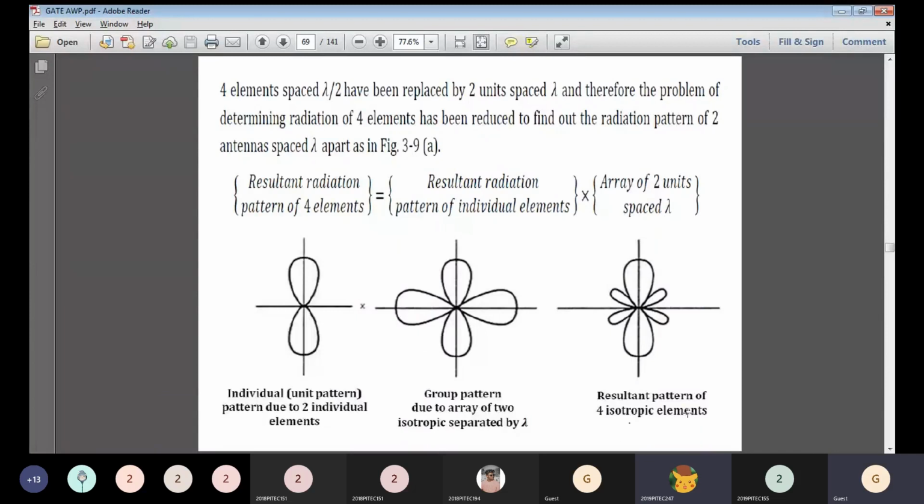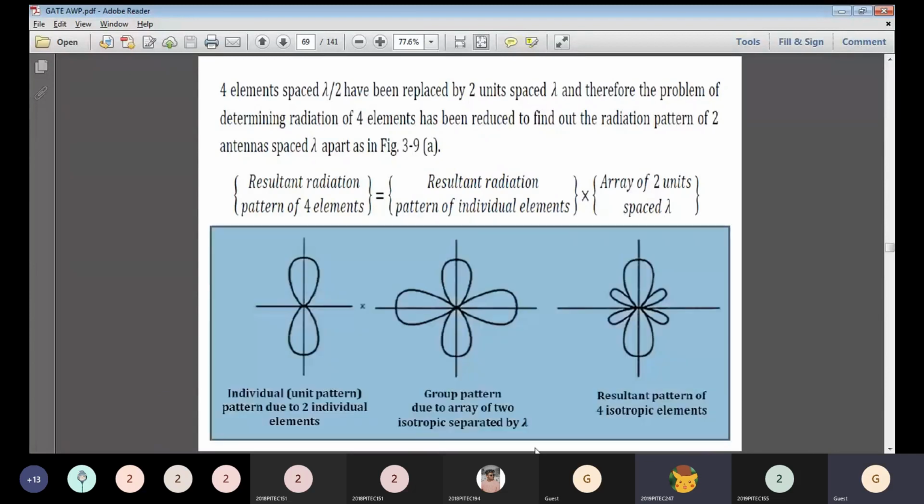Very, very important. First, we are going to multiply the individual pattern due to 2 individual elements into the group pattern due to array of 2 isotropic spaces by lambda. You are going to get the resultant pattern of 4 isotropic elements. Like that, you can also give another example of 8 elements. No need for that, you can understand by seeing this one.